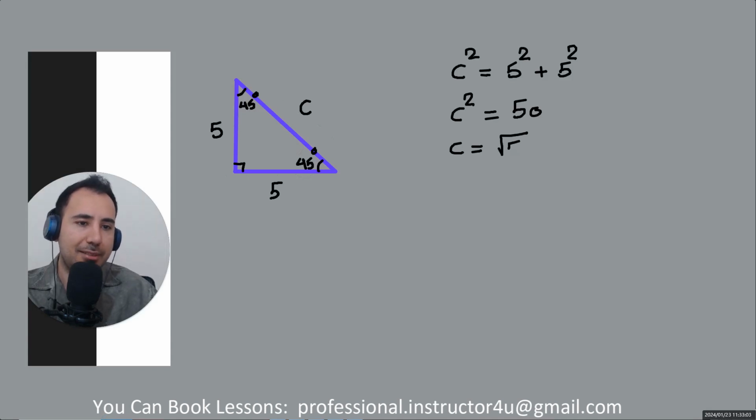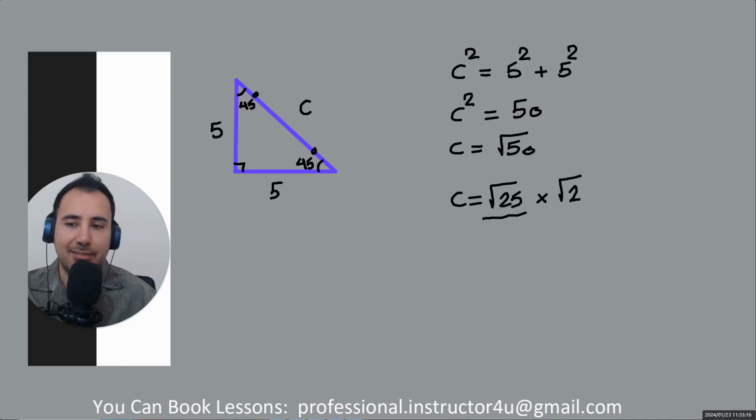Remember, the square root of 50, I could also write as the square root of 25 multiplied by the square root of 2. So what is the square root of 25? A number that is multiplied by itself and becomes 25 is 5. 5 times 5 is 25. So this is actually 5. So I could write here, c will be 5 square root of 2.